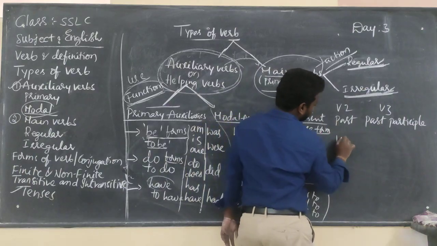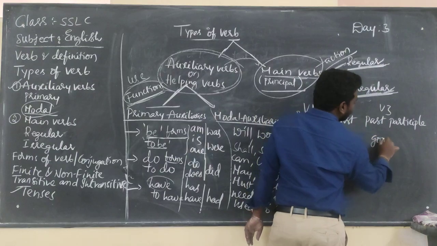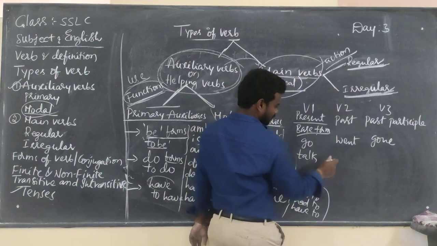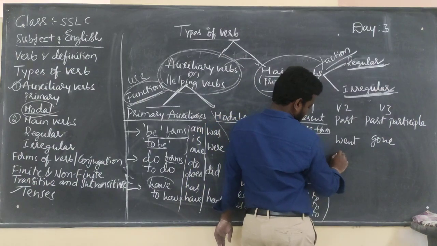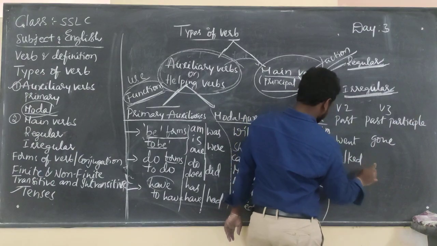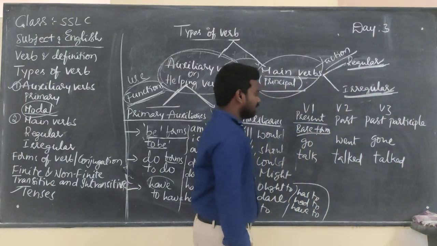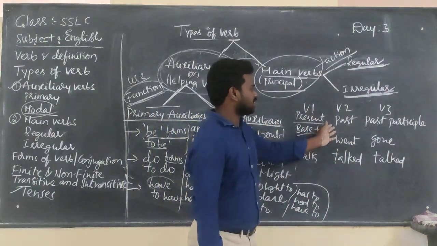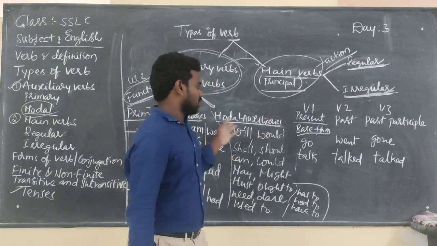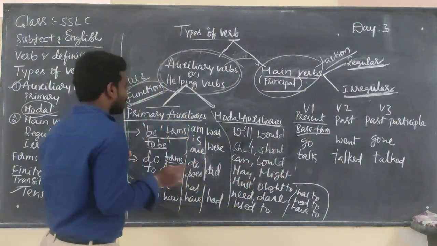What is the past form? Simply we can say went. What is the past participle? Gone. When I take another word, talk, the past is talked and the past participle is talked. So now you see present, past, past participle: the forms of a verb. A verb has different forms, and these forms are nothing but conjugation.